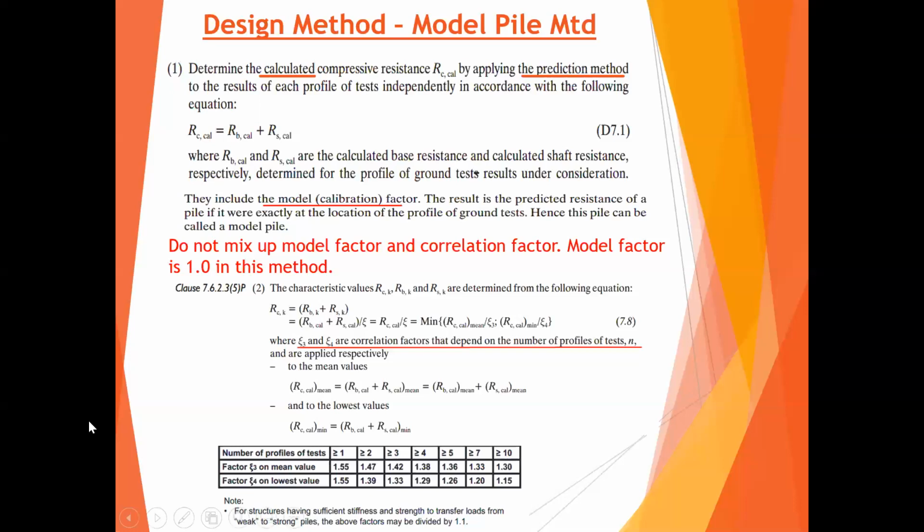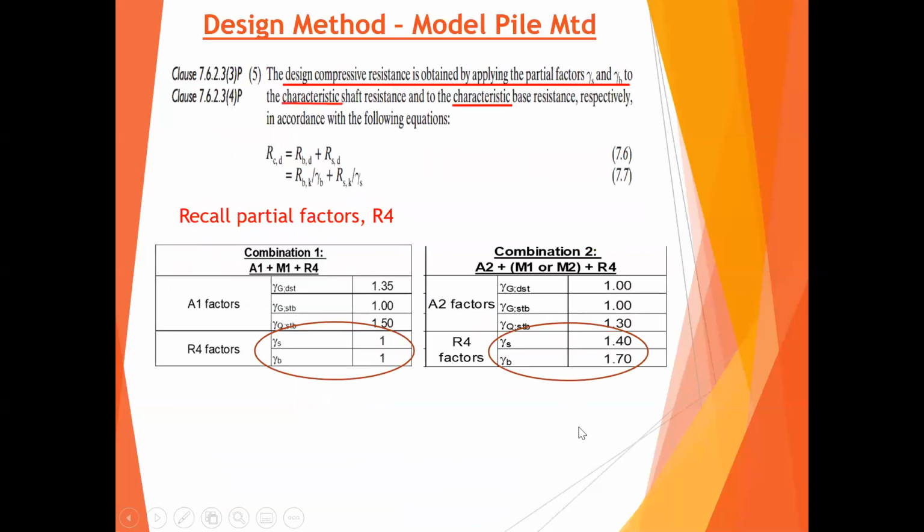Now we still need to apply the partial factor, which is the R4 factors, to the characteristic shaft resistance and base resistance. So this is no change. We apply it to the characteristic to obtain the design. So this is always calculated, characteristic, then design. This sequence of thought you all must have.